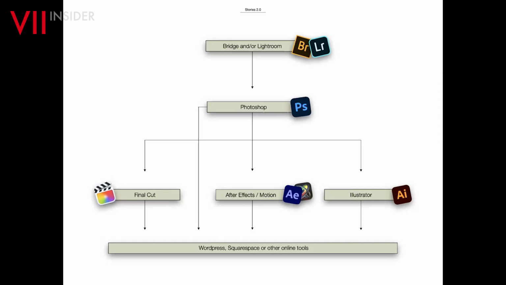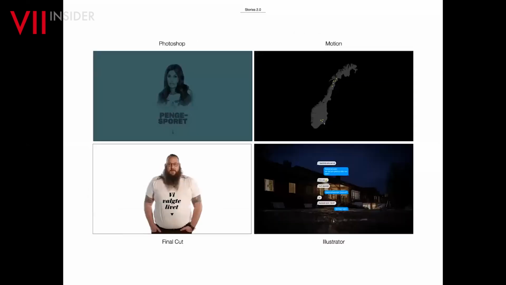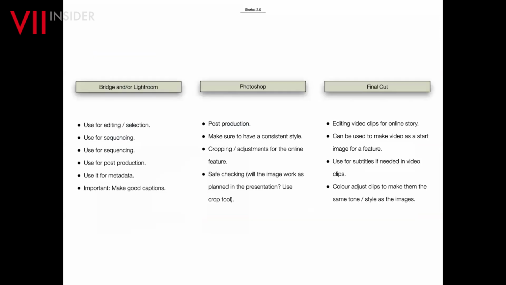So I need to know quite a lot of different programs. I use Photoshop to make the pictures, but also to make more special design for the project. I use Apple Motion, which is kind of the same as After Effects, to make animations and things like that. And I also use Adobe Illustrator to make maps or other graphics that are going to be used inside the feature.